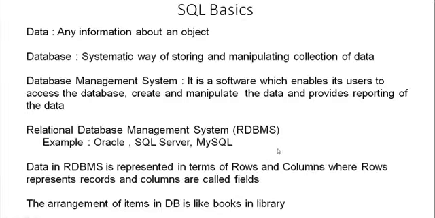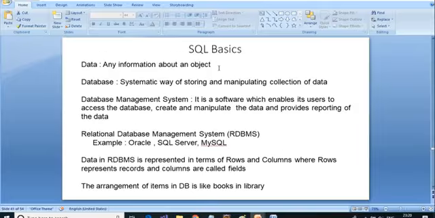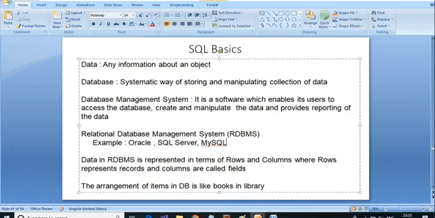The next thing we need to understand is what is relational database management system. Relational database management system is a type of database management system wherein it makes use of relational model where the data is ordered and grouped into relations. The examples of RDBMS are Oracle, SQL Server, MySQL, to name some of them.